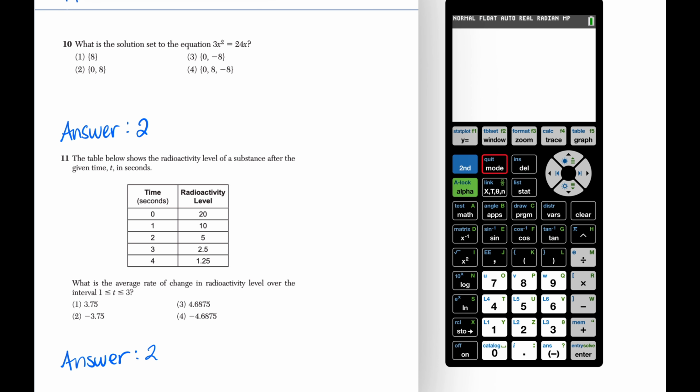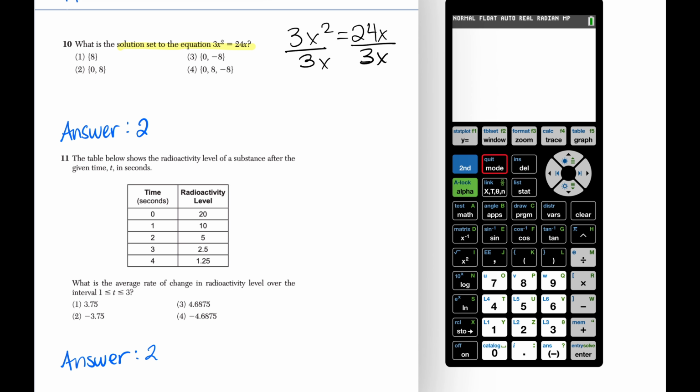For number 10, what is the solution set to the equation 3x squared is equal to 24x? All right, so we're going to start by just writing out this equation. 3x squared is equal to 24x. And what can I do with both sides? I can definitely divide, because I want to keep them equal. So I'm going to divide both sides by 3x.